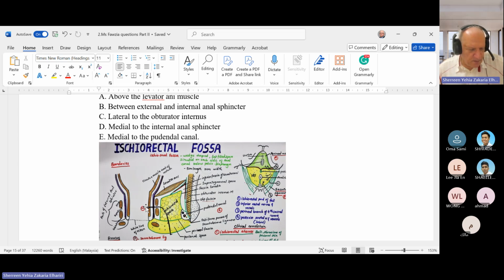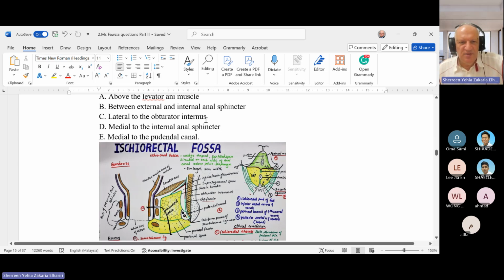Okay, lateral to obturator internus: the obturator internus is here, so it is not lateral, it is medial. Medial to internal sphincter: the internal sphincter is here, so it is lateral. Medial to pudendal canal: this is the pudendal canal, so medial to pudendal canal is the correct answer. So you just need to imagine the ischiorectal fossa: levator ani up, internal sphincter medial, obturator internus laterally. So it is medial to the pudendal canal. Okay, you just need some imagination.